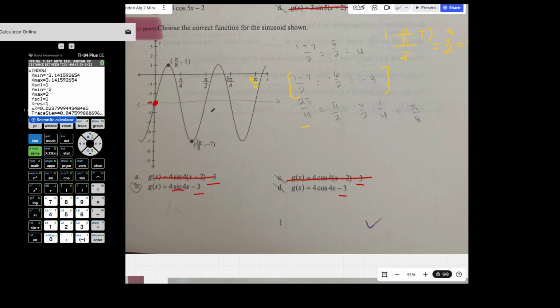To verify, you could plug in a point, so I could plug in 0 and get -3, which is that point. If I really wanted to go for it, I could plug in even another point like pi over 8. So 4 times sine of 4 times pi over 8 is sine of pi over 2. I know I'm going quick, but we should be able to do pi over 2 without even really thinking about it. Pi over 2 is up there. Sine is y. So in that case, this must be 1. 4 times 1 minus 3.